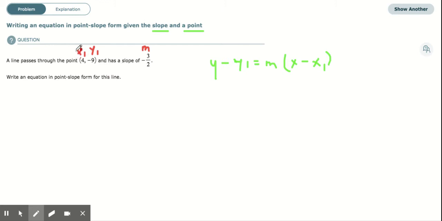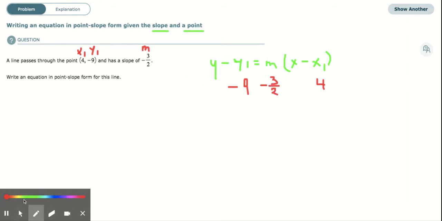Well, let's see what we have. x1, that's right here, and that's a positive 4. y1 is a -9. And m is -3/2. Now let's make sure that we use everything from the original formula. So we have a positive y, a negative, right? We didn't use this negative. This was the negative from the -9.